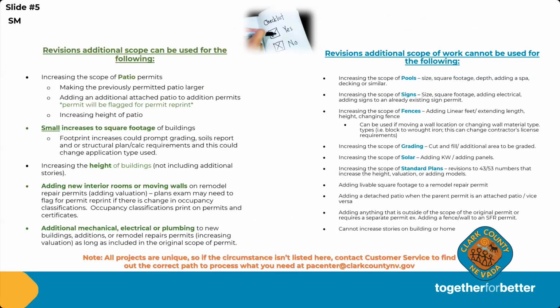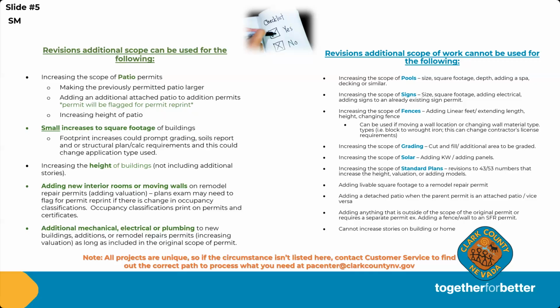So some of the things that we can do with revisions additional scope of work, we have some examples listed here on the slides. Maybe you have a patio permit and you're going to make it larger. It was a 10 by 20 and now it's going to be 12 by 20, or whatever you're doing to increase that. If you are increasing the size of the patio cover, then we're going to flag that revision to be reprinted so that if there's something in the print of the permit that shows the patio, now we'll reprint the permit so it clarifies that change.